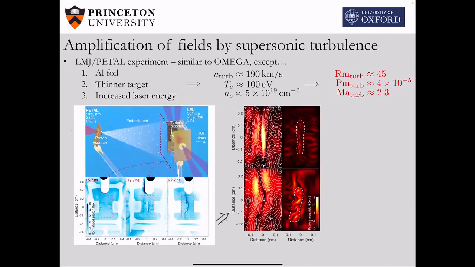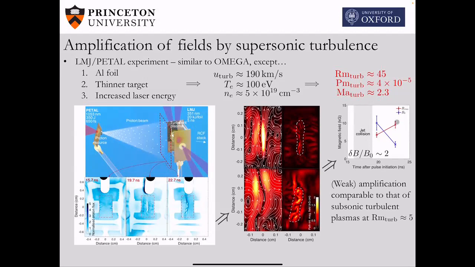The large scale fields are shown at the left here at 2 different times, at 19.7 and 22.7 nanoseconds. And on the right here, these are the small scale stochastic fields. And from this, we can look at the evolution of both the Biermann fields and the root mean square of the stochastic fields. And what we find is that there is amplification of these weak fields.